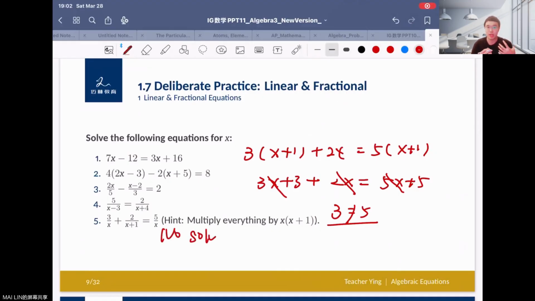So after this class, I hope you can train yourself on some other examples and problems, trying to make a full understanding of linear and fractional equations, okay?